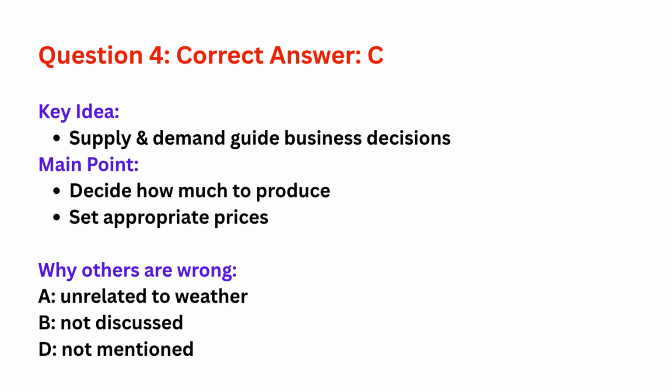Choice A is incorrect because weather conditions are unrelated to supply and demand. Choice B is incorrect because factory location is not mentioned in the lecture. Choice D is incorrect because reducing government regulations is not discussed.